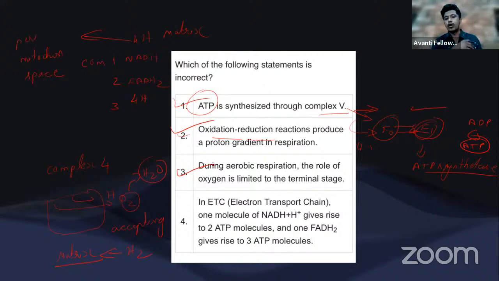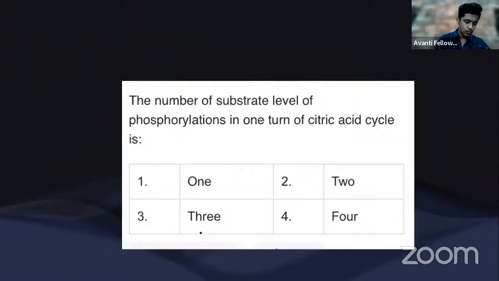Now, in the electron transport chain, 1 molecule of NADH gives rise to 2 molecules of ATP. It is wrong. 1 molecule of NADH gives rise to 3 ATP. People, it is 3 ATP. And here, FADH2 gives rise to 2 ATP molecules. So our option 4 is wrong. All right, so let's go for the next question.